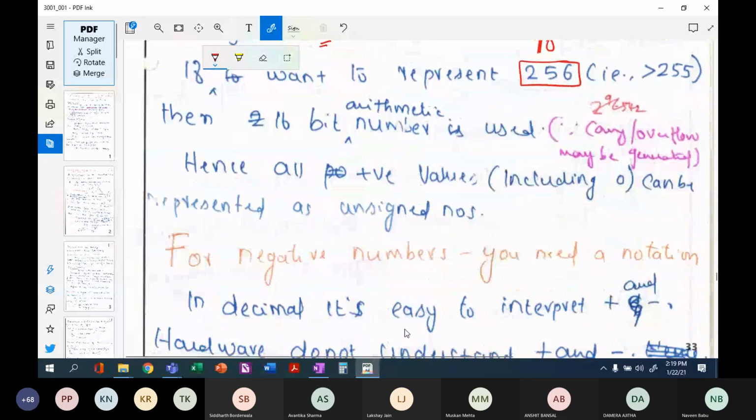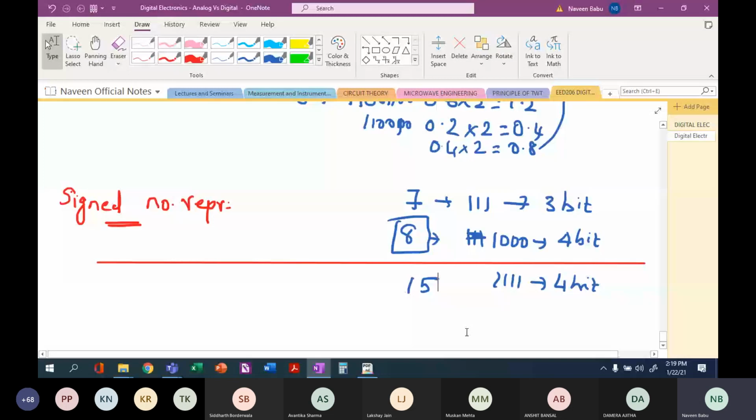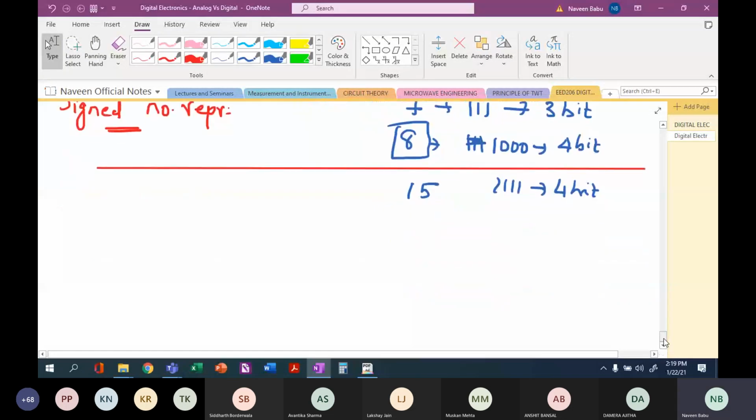Now, how do you represent a negative number? In the case of decimal, it is always easy. If I want to represent 25 with a positive sign, I just put a plus sign. If I want to represent minus 25, it is fairly simple, I just put a minus sign here. Humans will easily interpret the plus and minus signs.